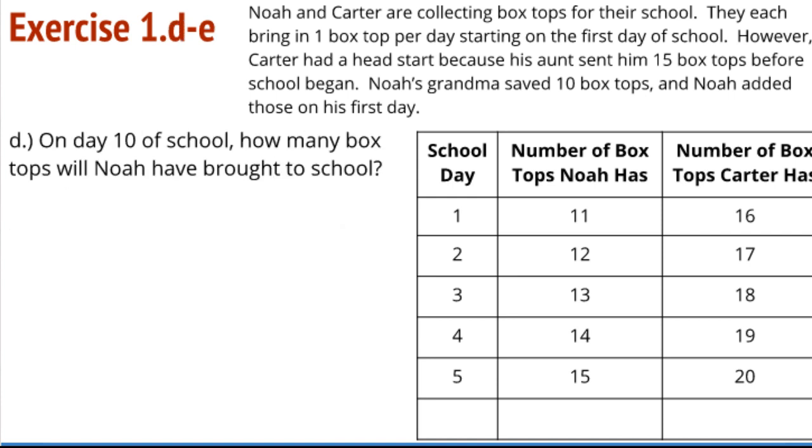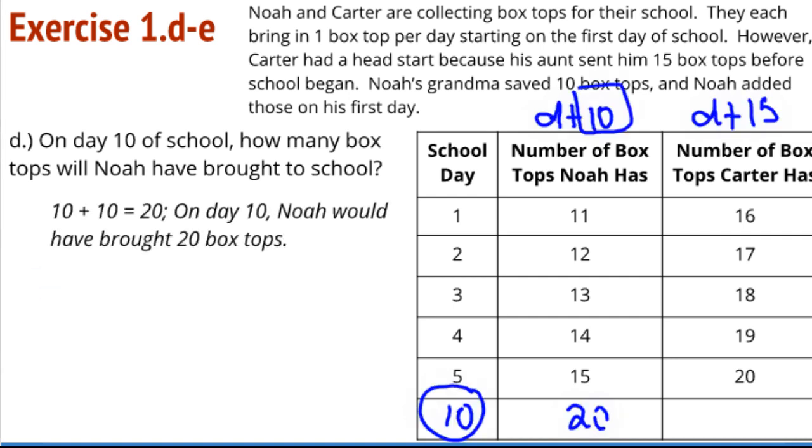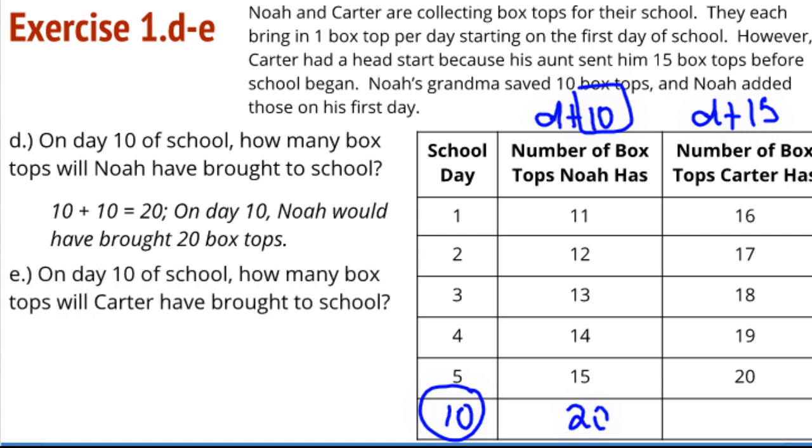All right, on day 10 of school, how many box tops will Noah have brought to school? Well, I know that Noah is days plus 10, and I know that Carter is days plus 15. So if they are saying 10 days, he brought 20. I took the number of days, and I increased it by 10. On day 10, Noah would have brought 20 box tops. Well, how many would Carter have brought? Well, number of days is 10. Add that to the 15. And I've got 25.